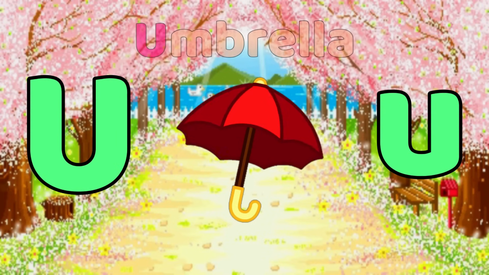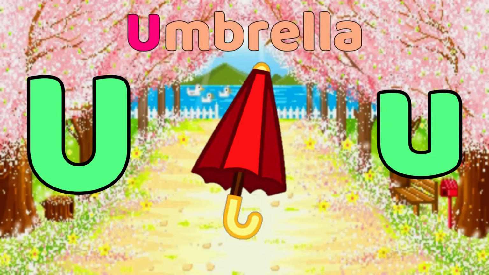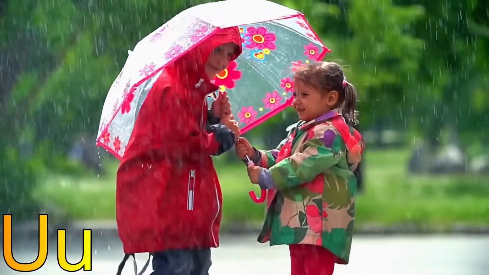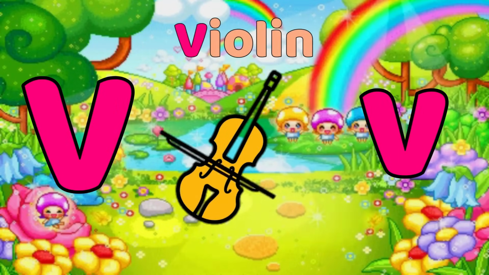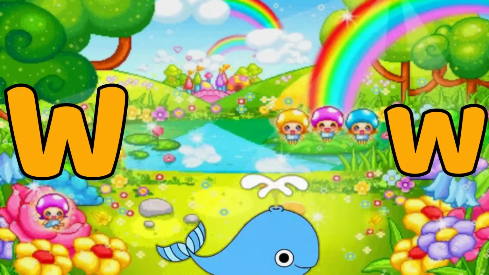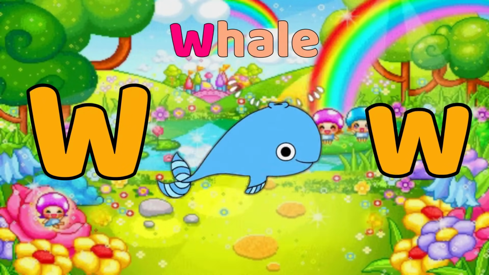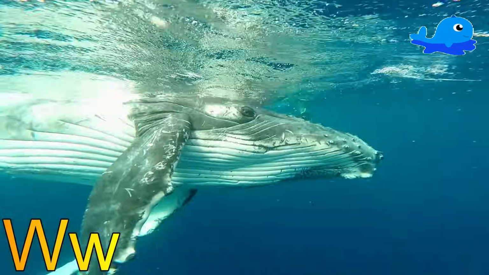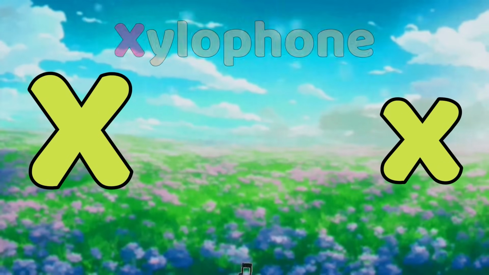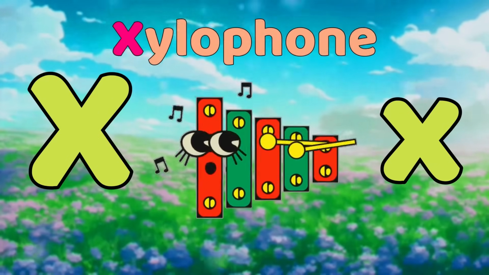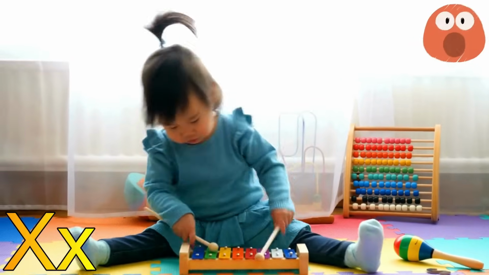U is for umbrella. Umbrella, U, umbrella. V is for violin, v, violin. W is for whale, w, whale. X is for xylophone, z, xylophone, X, xylophone.